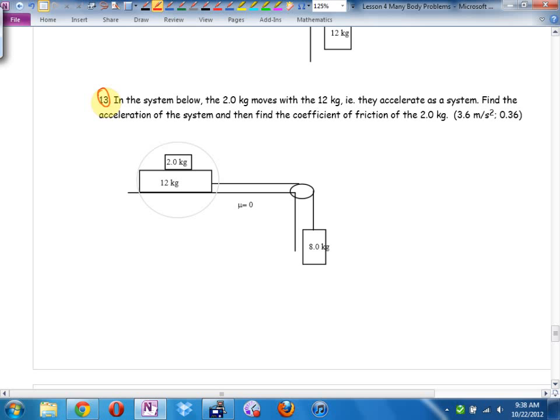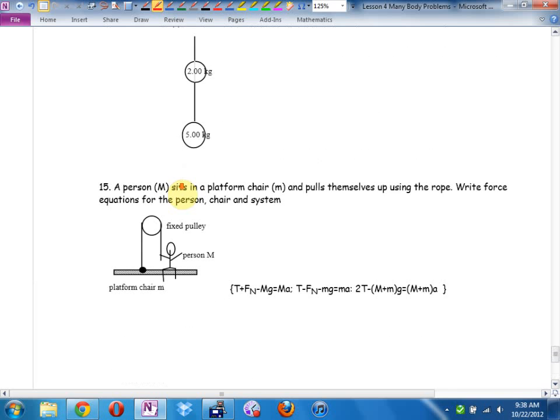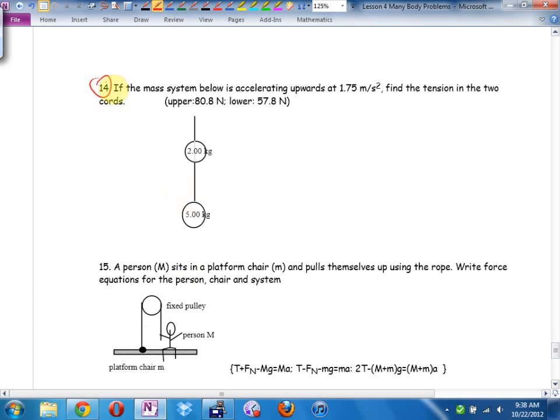13 is tough. Well, finding the acceleration is pretty easy. For 13, how much is this little tiny mass on the top? 2. How much is the big mass on the bottom? I would treat it like one 14-kilogram mass. Find the acceleration. But the second part says find the coefficient of friction at the top. I'll let you think about that. Otherwise, I'll be talking about that one next class. But I'm curious to see who can figure it out. Sure, let's do 14.